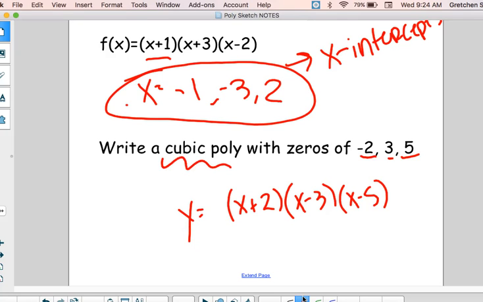A cubic polynomial. Cubic means what would your degree have to be? 3. If you add up these exponents, I have one of these, one of these, one of these, what does it equal? 3. Do you notice how many zeros did we start with? 3. The amount of zeros and the degree are connected. So you should see lots of, well, 3, 3, 3. Yep, it all makes sense.